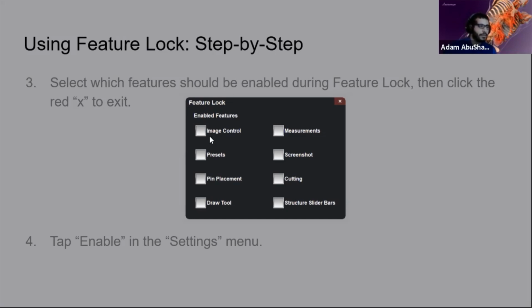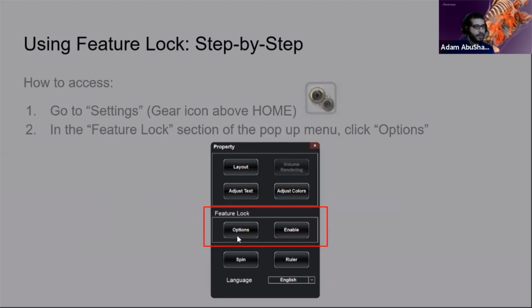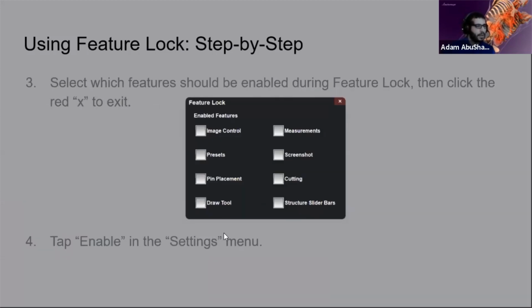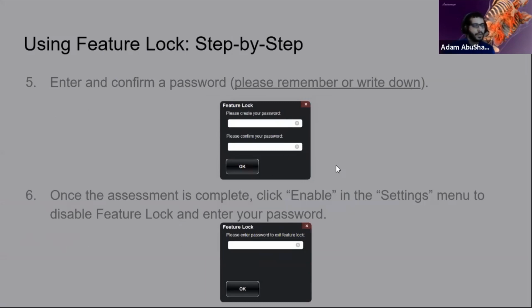But if you check on things like image control, they're able to manipulate and move around the certain structure you have. They could place pins on different locations. They could use the cutting tools. They could take screenshots. So it's really up to you what you'd like your students to be able to use. Once you've clicked the certain features you'd like available, you can then click the red X. You would then tap enable, which is present right next to the options button. And once you tap enable, you'll be prompted with a menu to create a password.